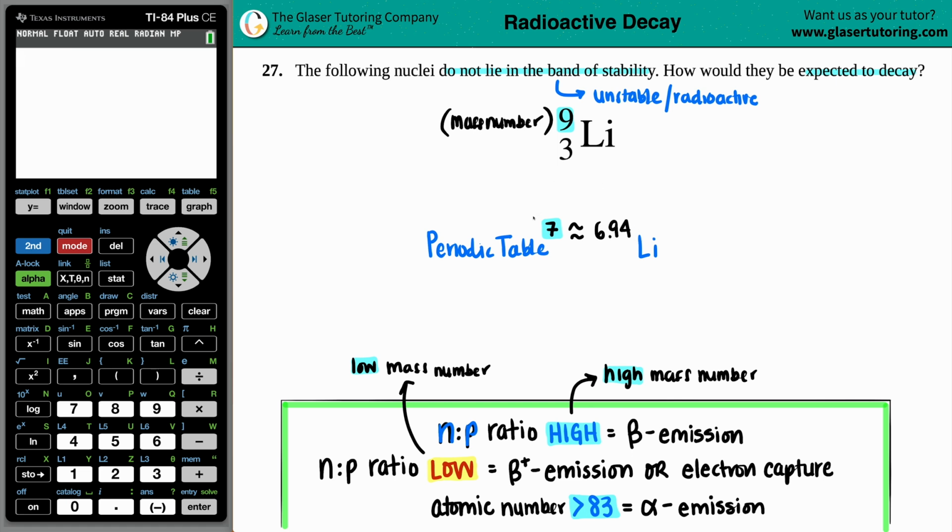The 7 isotope of lithium would be, one, the most abundant, and two, the most stable. Generally speaking, on this Earth, we want to produce stuff that's really, really stable. So a lithium-7 is the stable version. The one that they gave us was a mass number of 9. And now we have that context because 9 is obviously greater than 7, so they gave us a high mass number. And if we have high mass numbers, that's an N to P ratio that's high, and there's only one type of emission. It's going to be releasing a beta particle, which is an electron. So all you're doing is just emitting an electron, and that's the type of decay mode.